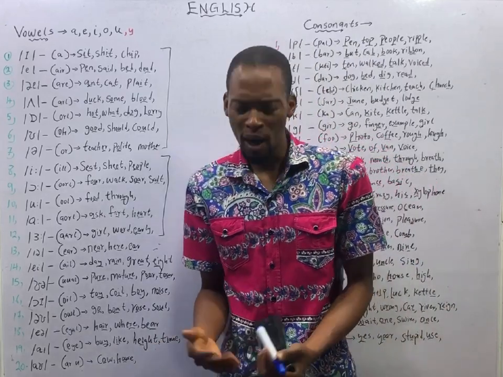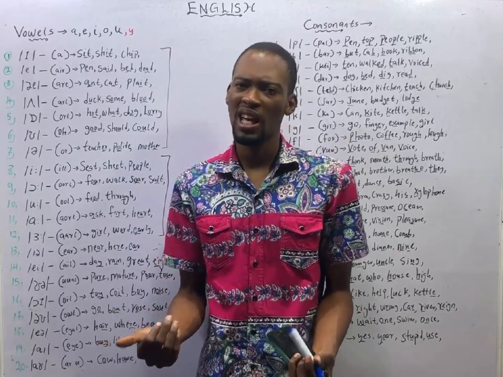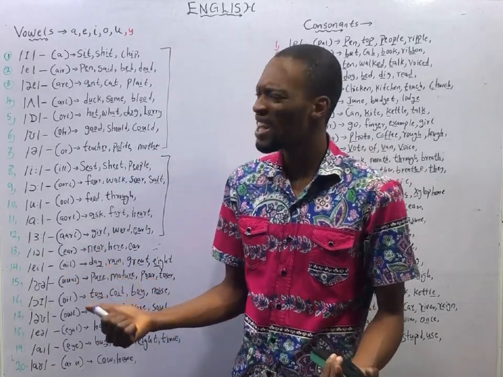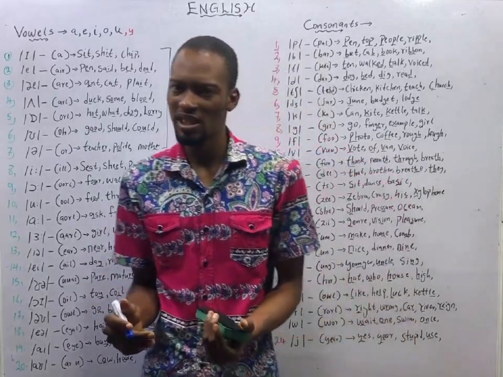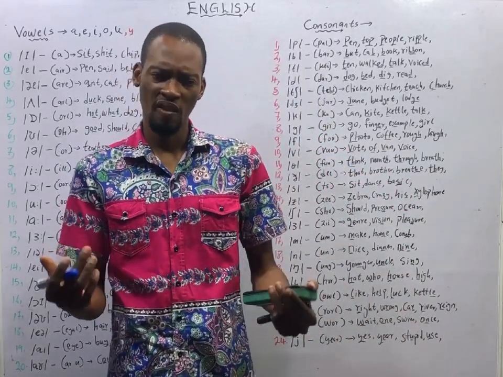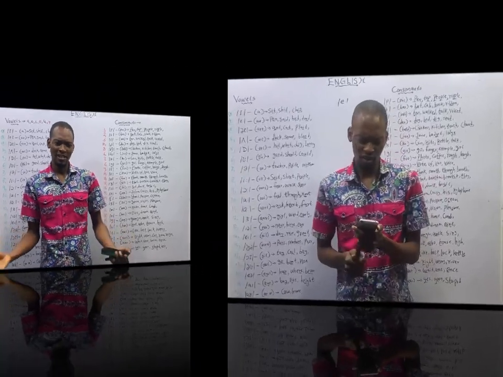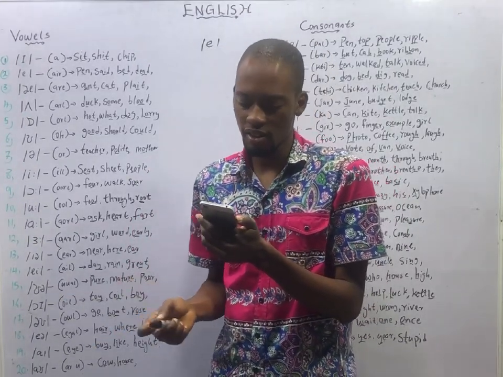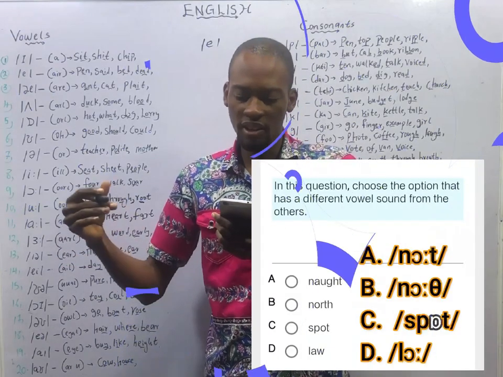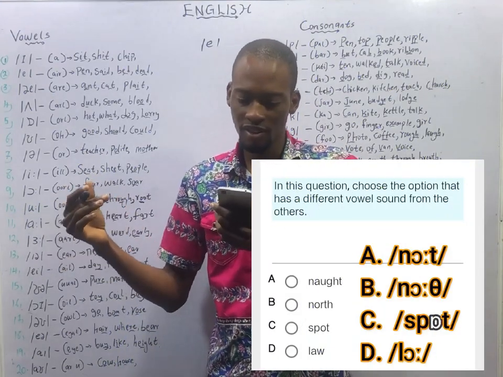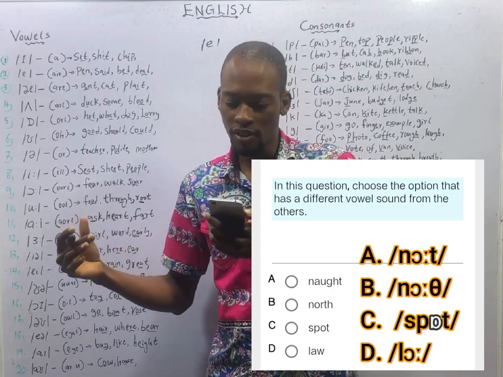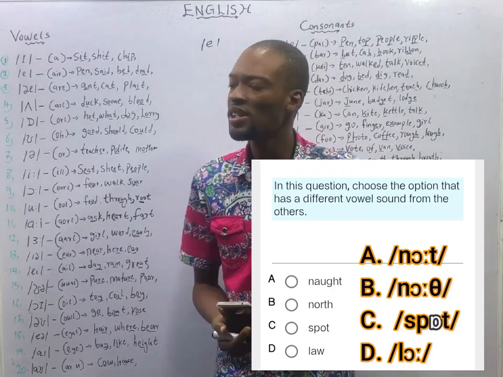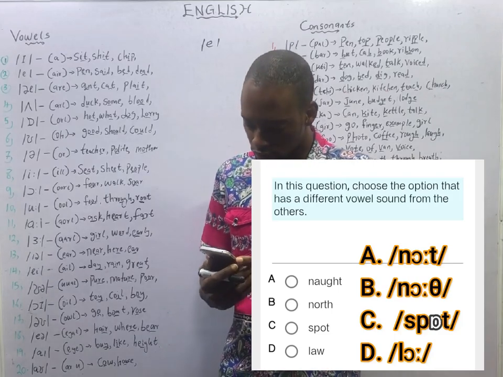You may be wondering, how do I understand vowel sounds? How do I answer questions under vowel sounds? Your best bet is to see as many words as possible and the sound that they produce. Here, we are given not, and not, then spot and low. Which of them has a different vowel sound?